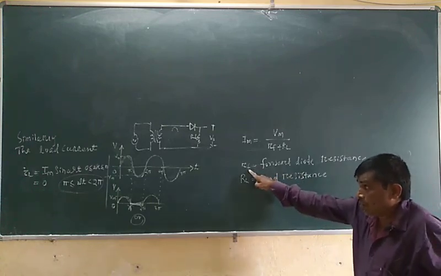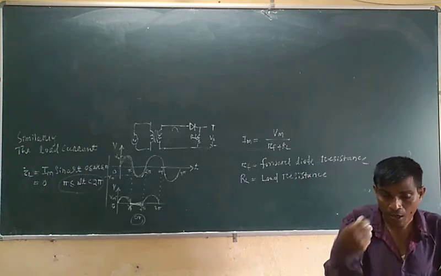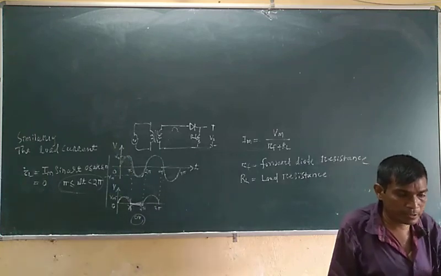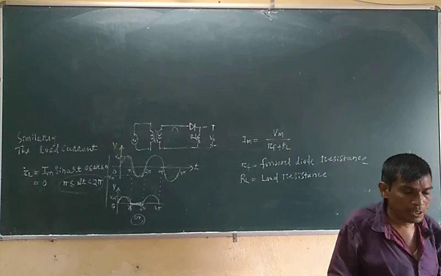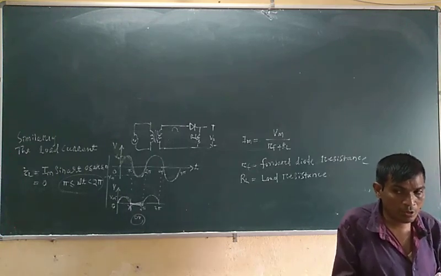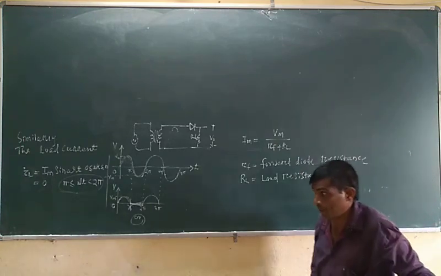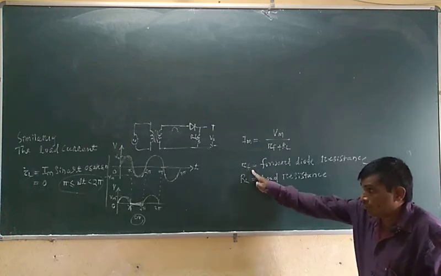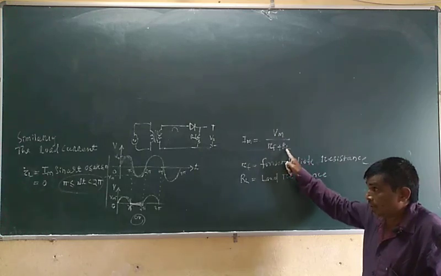Rf, the forward diode resistance, is very small, because it is the resistance of the p-n junction layer. So it is very small and can be neglected. It does not affect the load resistance. So RL is the very large resistance and Rf is the very small resistance. Now Im is Vm by Rf plus RL.